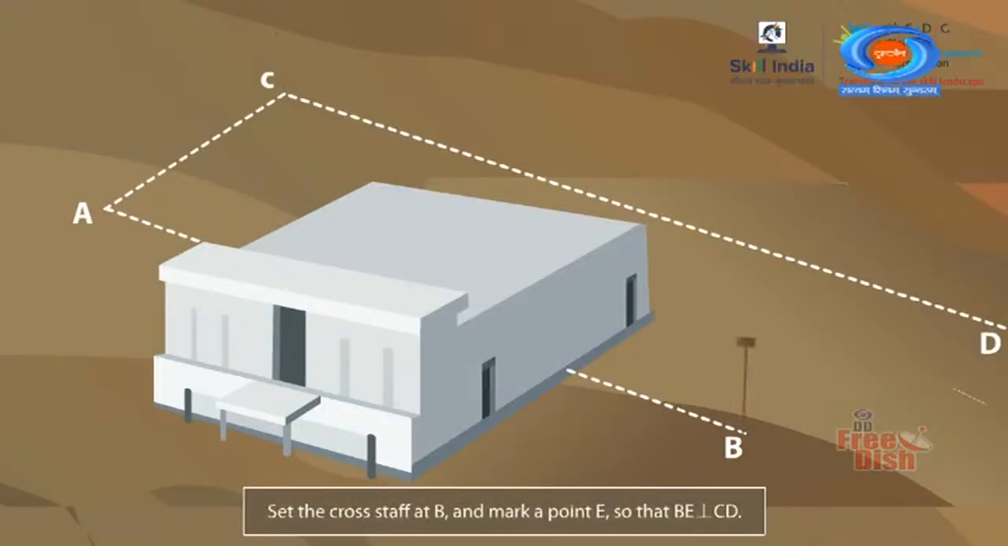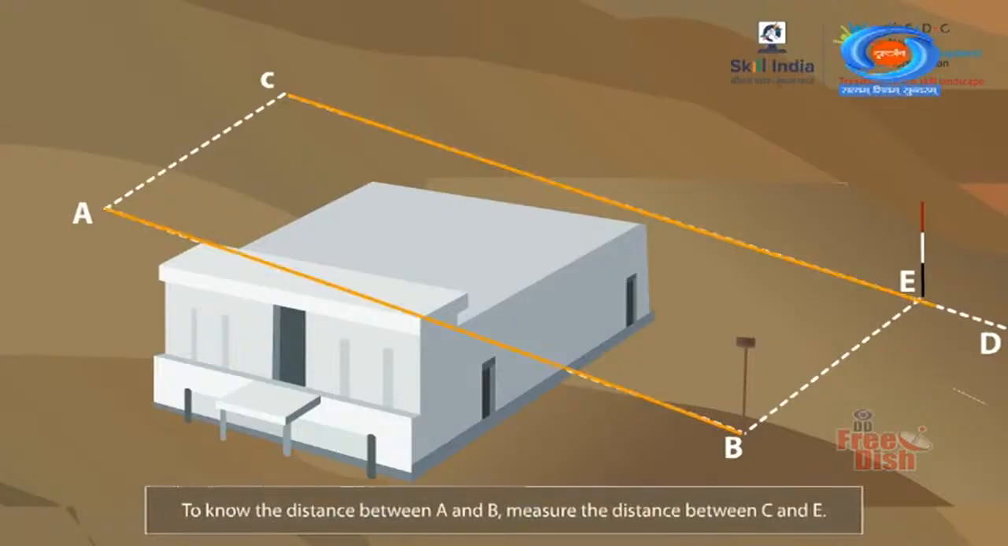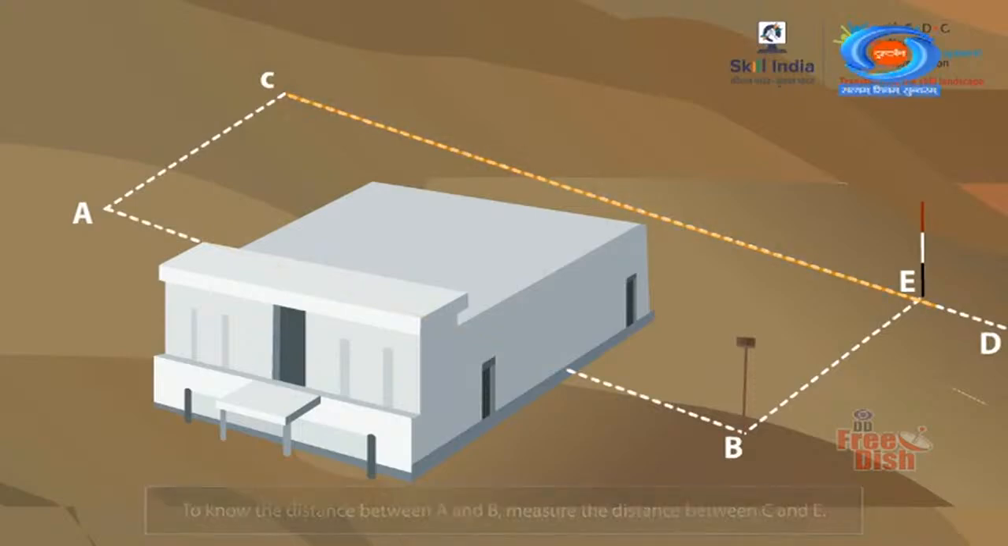Set the cross staff at point B and mark a point E on line CD so that line BE is perpendicular to line CD. Now, you can see that AB is equal to CE. So, to know the distance between A and B, just measure the distance between C and E.